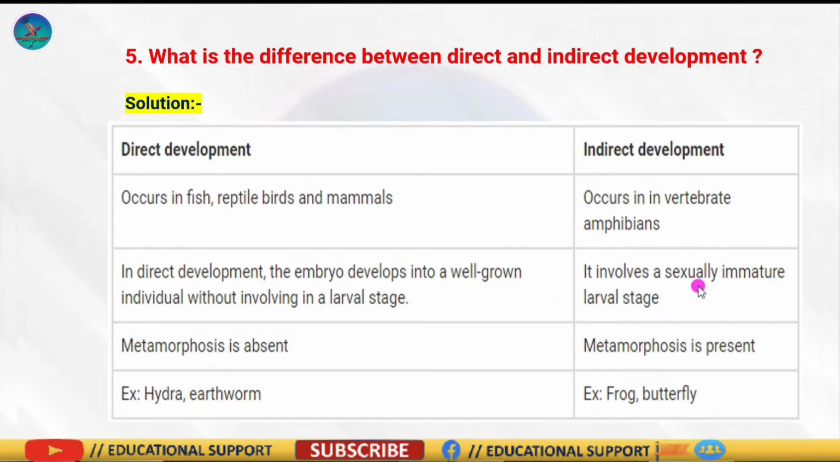Indirect development is a type of development that involves a sexually immature larval stage. There are intermediate stages. In this, the young ones don't resemble the adult. Metamorphosis is seen in indirect development. For example, frog, cockroach, butterfly, etc.